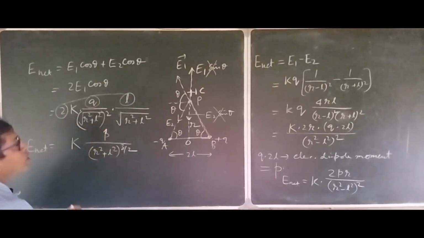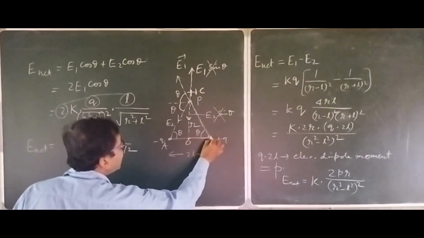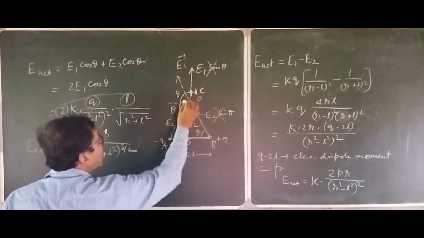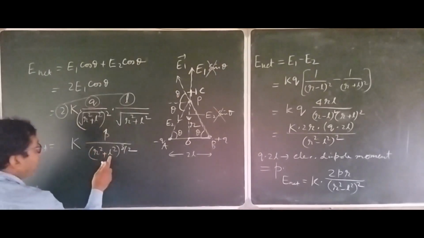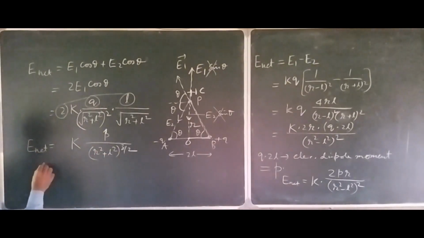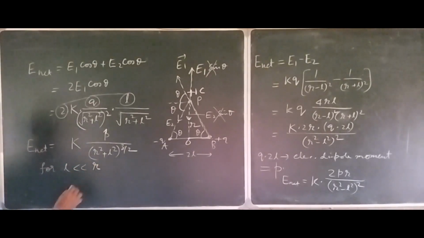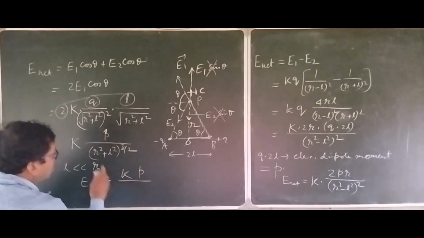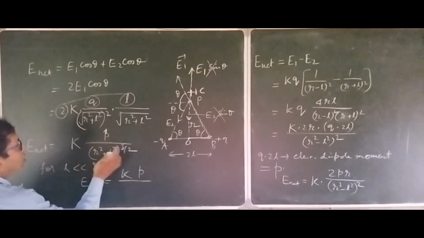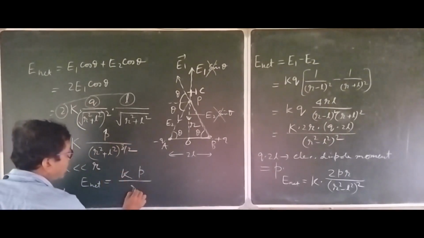So in this case also, if at a certain moment we think that R is large enough compared to this L, then we may ignore the L with respect to R. So for L very much less than R, E net is equal to, this is ignored, so R square, these two will cancel out, so R cube, P by R cube.